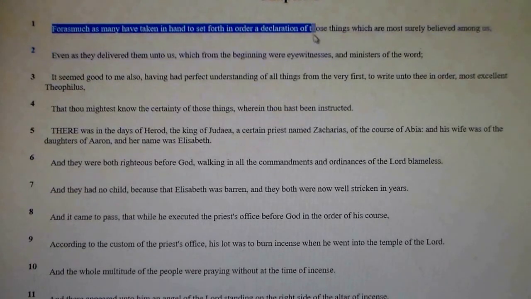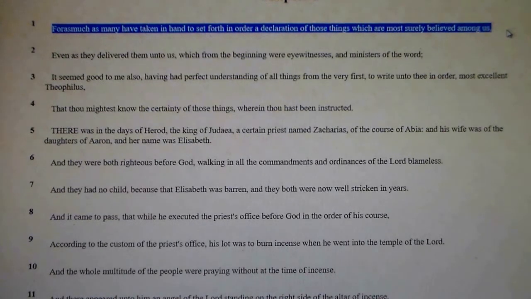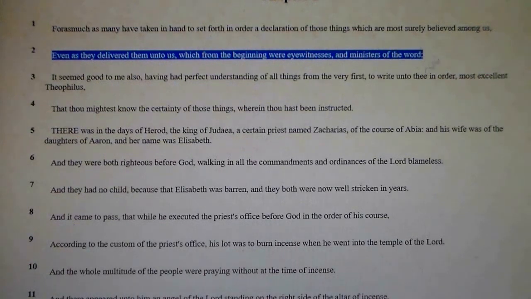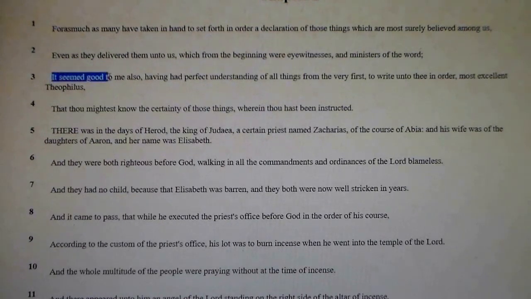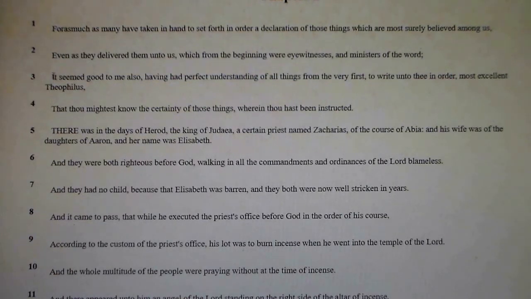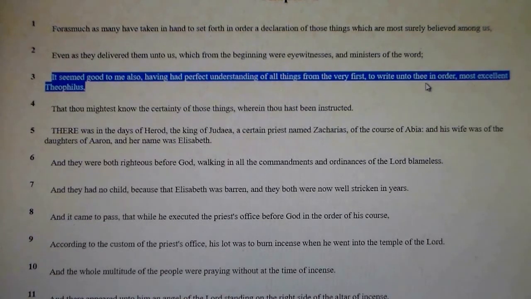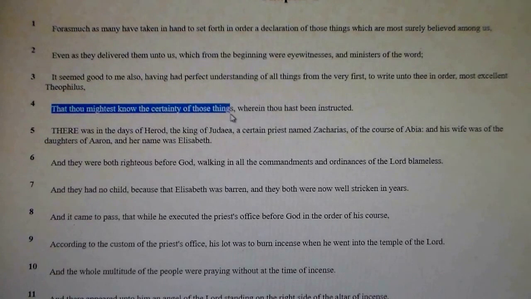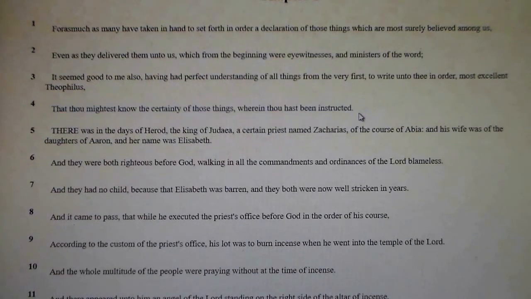Now we're going to start reading from the book of Luke, chapter 1. It says, "Forasmuch as many have taken in hand to set forth in order the declaration of those things which are most surely believed among us. Even as they delivered them unto us, which from the beginning were eyewitnesses and ministers of the word." Ministers of what? Of the word. "It seemed good to me, having had perfect understanding of all things from the very first, to write unto thee in order, most excellent Theophilus, that you might know the certainty of those things wherein thou hast been instructed." So he's going to show us the order of how everything transpired, and exactly how everything happened.